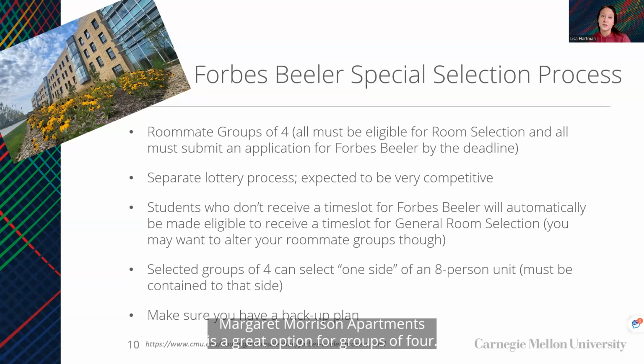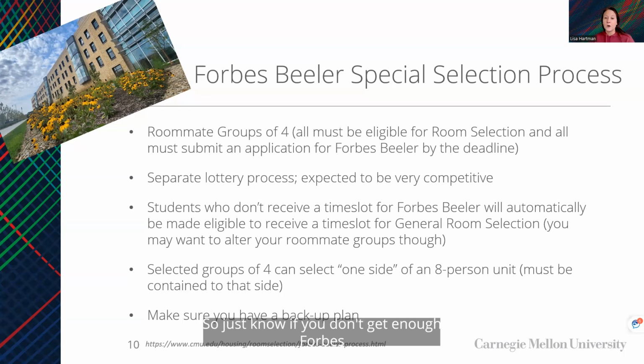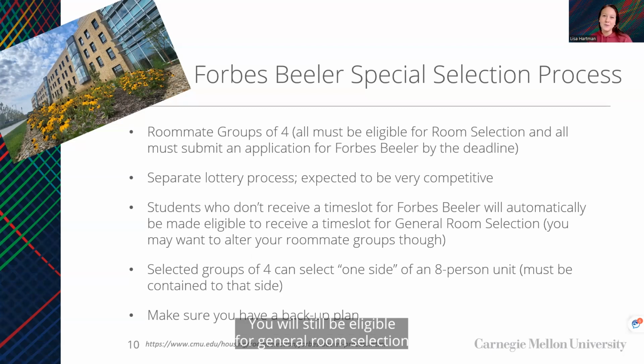Margaret Morrison Apartments is a great option for groups of 4. We also have some spaces for groups of 5, such as our Roselawn houses or our West Wing suites. And so just finding one other person to add to your group of 4 can give you a group of 5 to make you eligible for that. So just know if you don't get into Forbes-Beeler, all is not lost. You will still be eligible for general room selection to go through that process, and there are still plenty of options. You just may need to reconsider your roommate groups and obviously what buildings you're going to be considering.